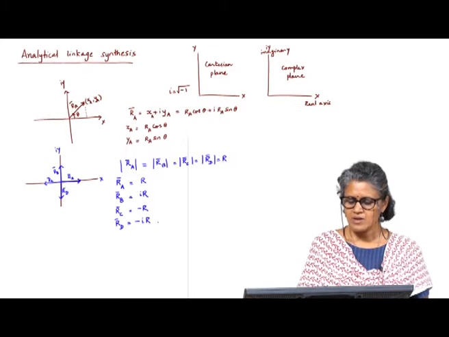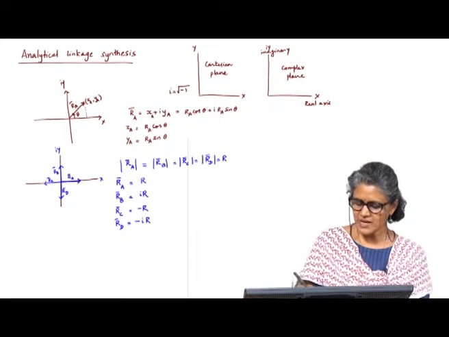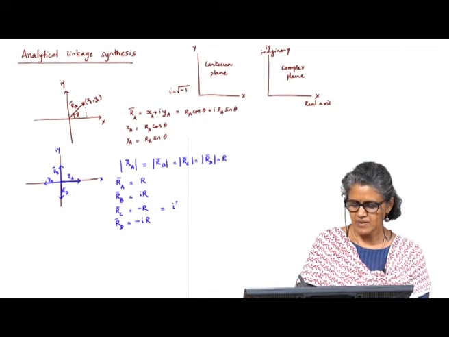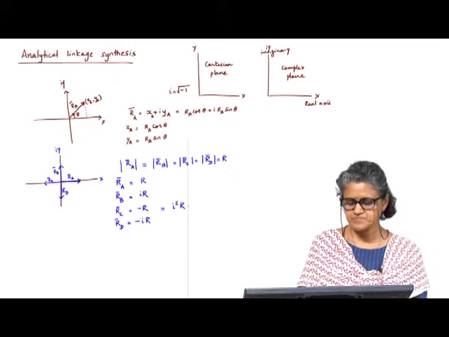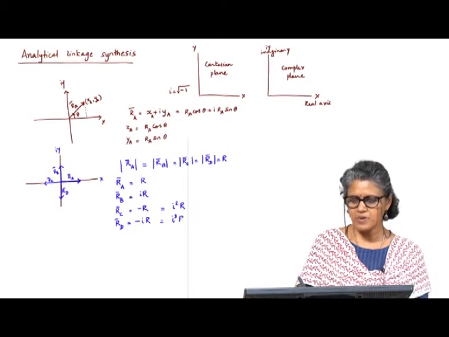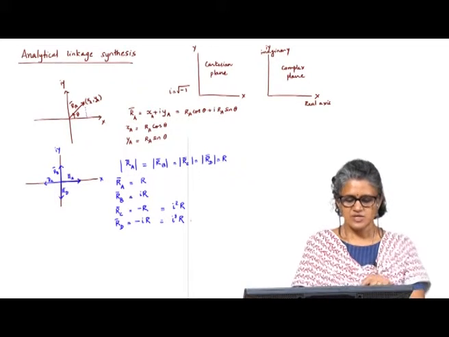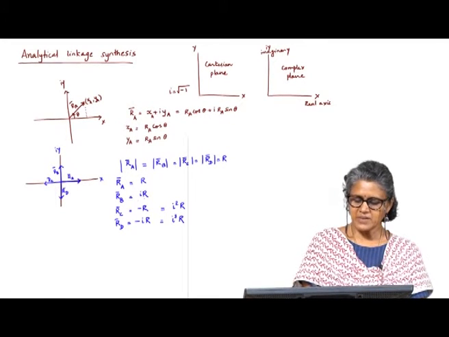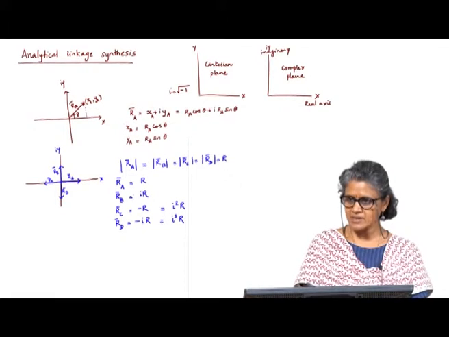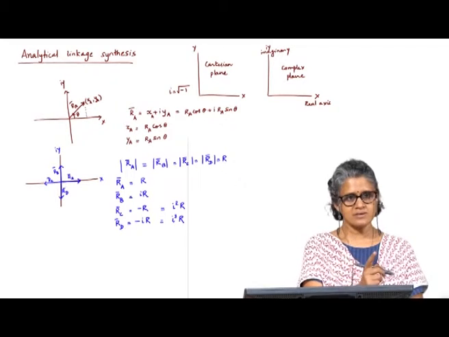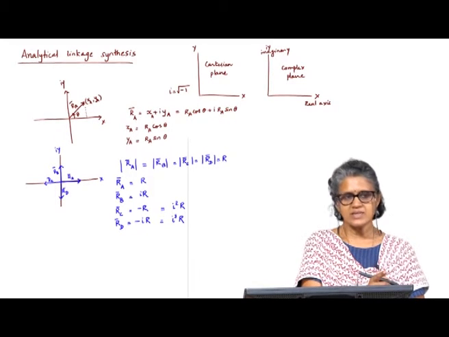Okay. So, I can also write minus R as I square R, and minus I R I can write as I cube R. So, if I look at this, multiplication by the operator I is rotating my vector by 90 degrees in the counterclockwise direction.